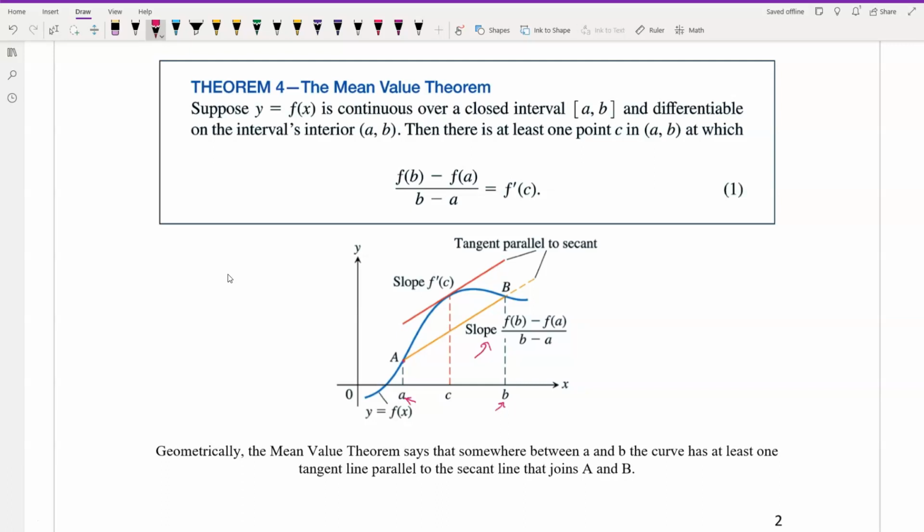Here, connecting these 2 points, a and b on this curve, we have a secant line. So the mean value theorem says that somewhere between a and b, the curve has at least one tangent line that is parallel to the secant line. So here on this curve, we have this tangent line, which is parallel to what we have for the secant line.